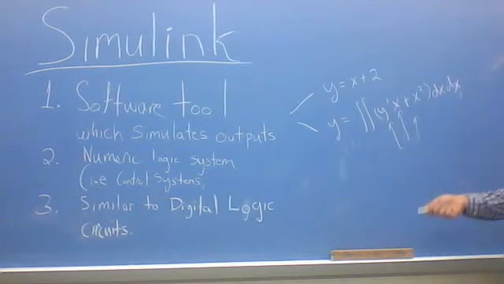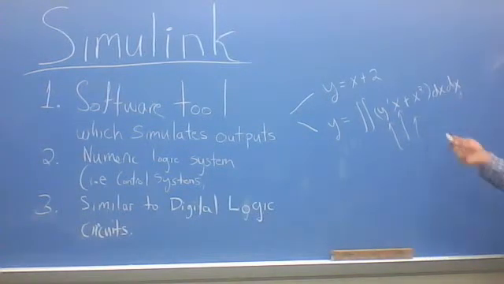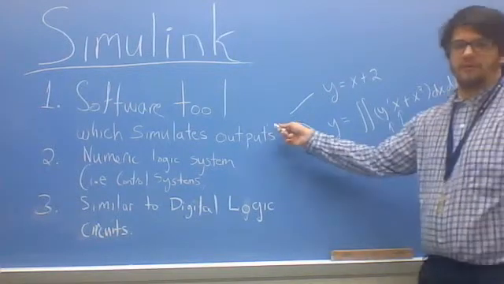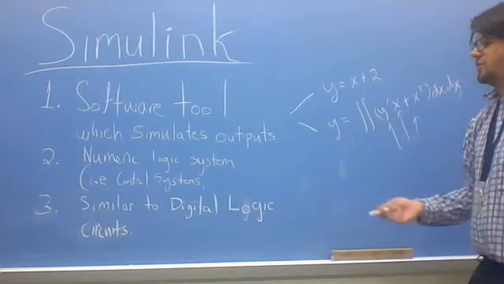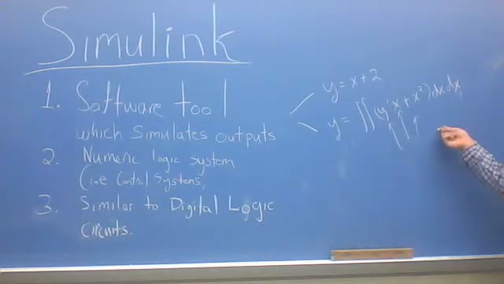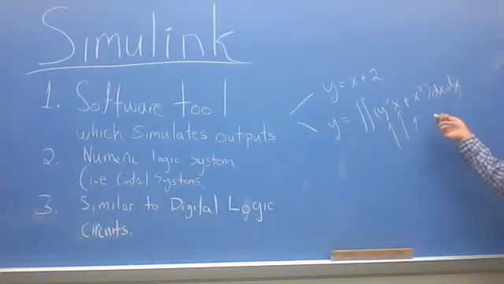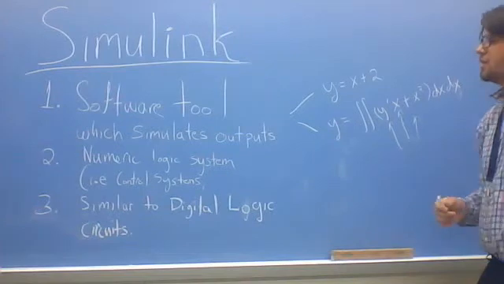There are so many different ways that humans can understand what an output is, but it's most simply given by some kind of equation. So that's the reason why the first element of Simulink is that it's a software tool which simulates outputs. You can understand the output first, like a map, by an equation, before you start to use Simulink.